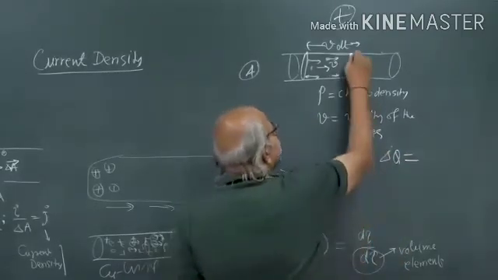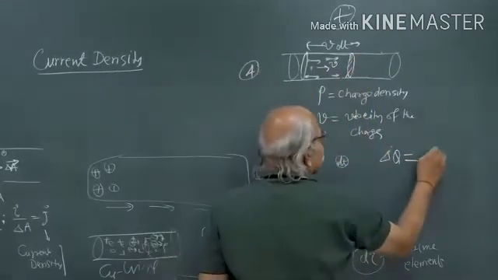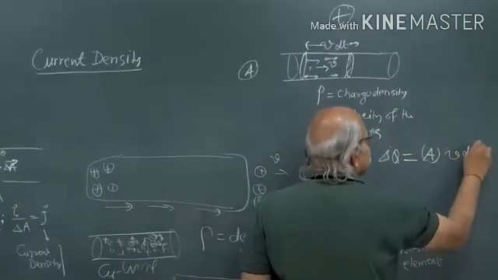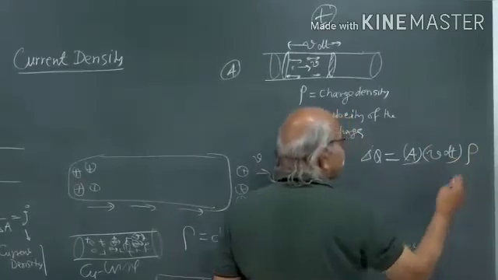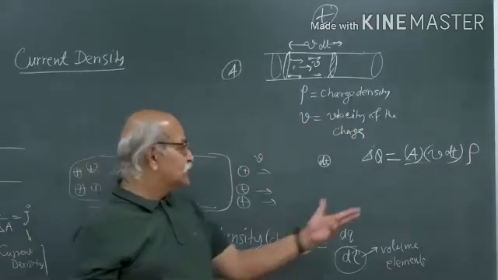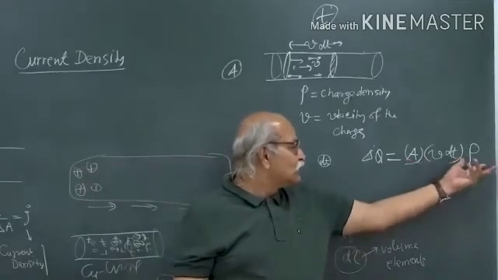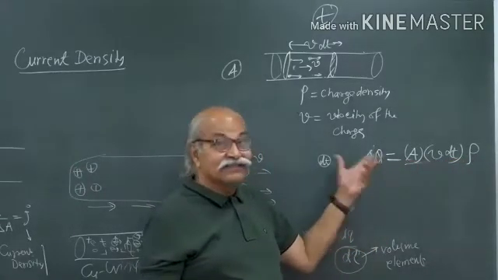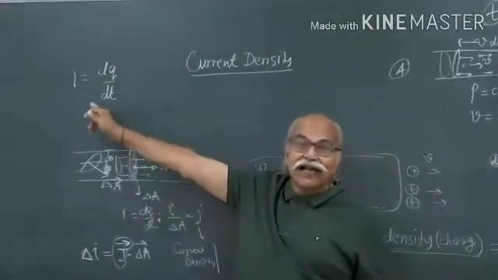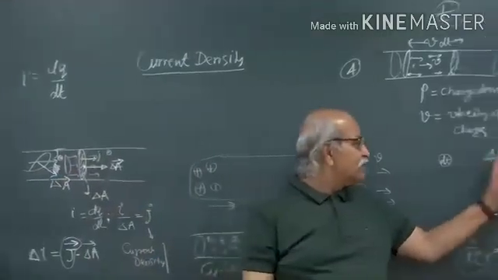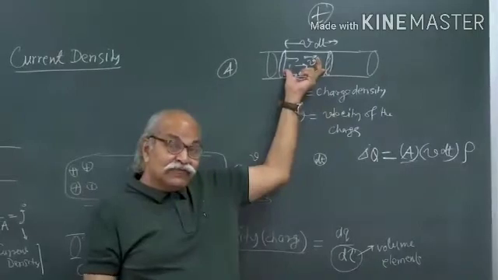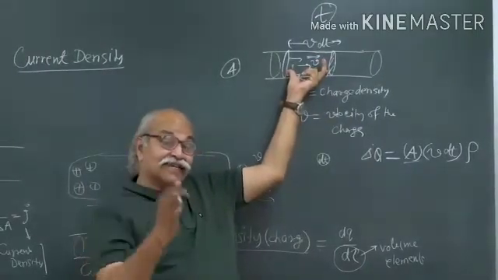That charge will be, this is area A, then this is length v dt. So this becomes the volume, multiplied by rho. Rho is the charge per unit volume. So this is the volume, and rho multiplied, you get charge delta q. It's not this dq that is flowing in time dt. This charge that I am writing here is the charge contained in the cylindrical volume at that time t.